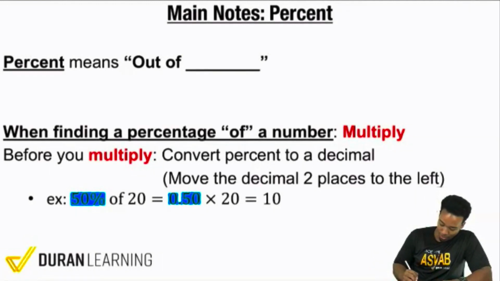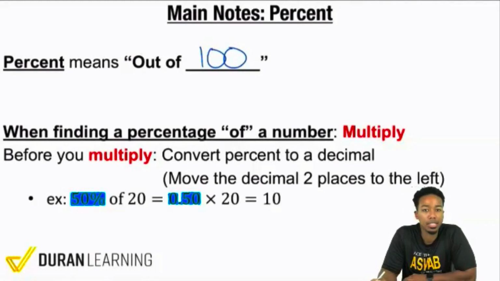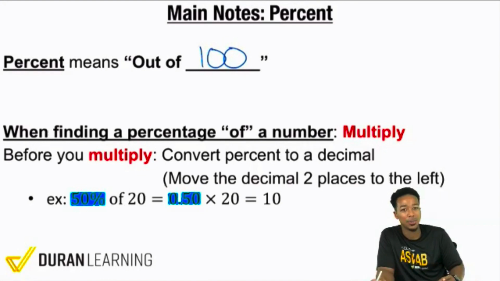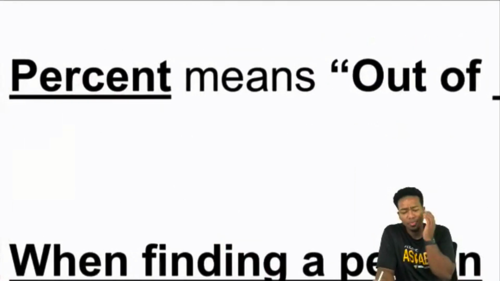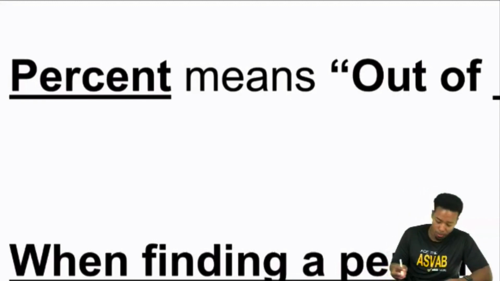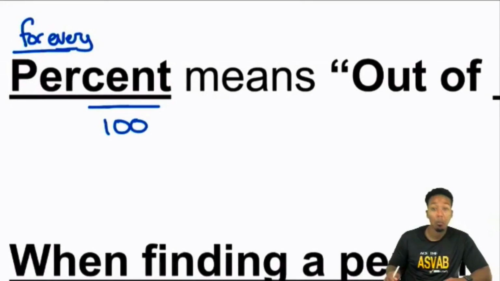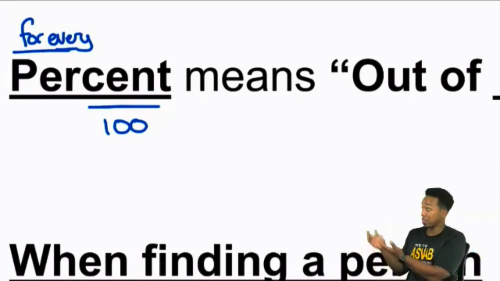Percent absolutely means out of 100. And everybody, it's in the name. Let me really show you. Quick question: how many cents are in a dollar? So you're telling me that for every cent, 100. Look at that. I think it's right there in the name.